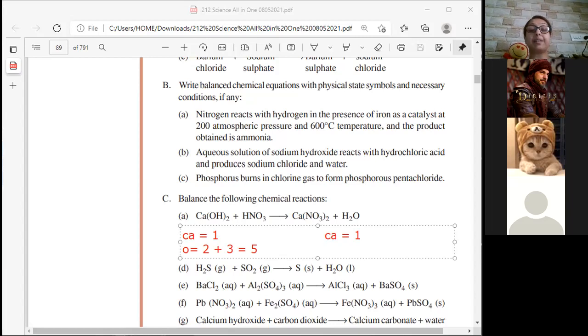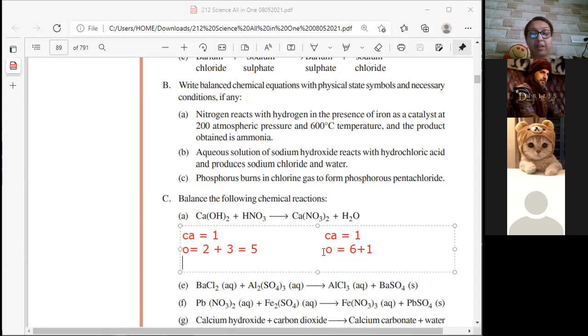Okay. 3 plus 1, ma'am. Here is 3 plus 1, 4. Now, is it 3 plus 1, 4? Check. You have NO3 and then 2 times. So, how much is O? So 6 plus 1, that is 7. Yes. Now, what is the other thing that is going to be the remaining? H. That is 2 plus 2 plus 1, 3. Okay.